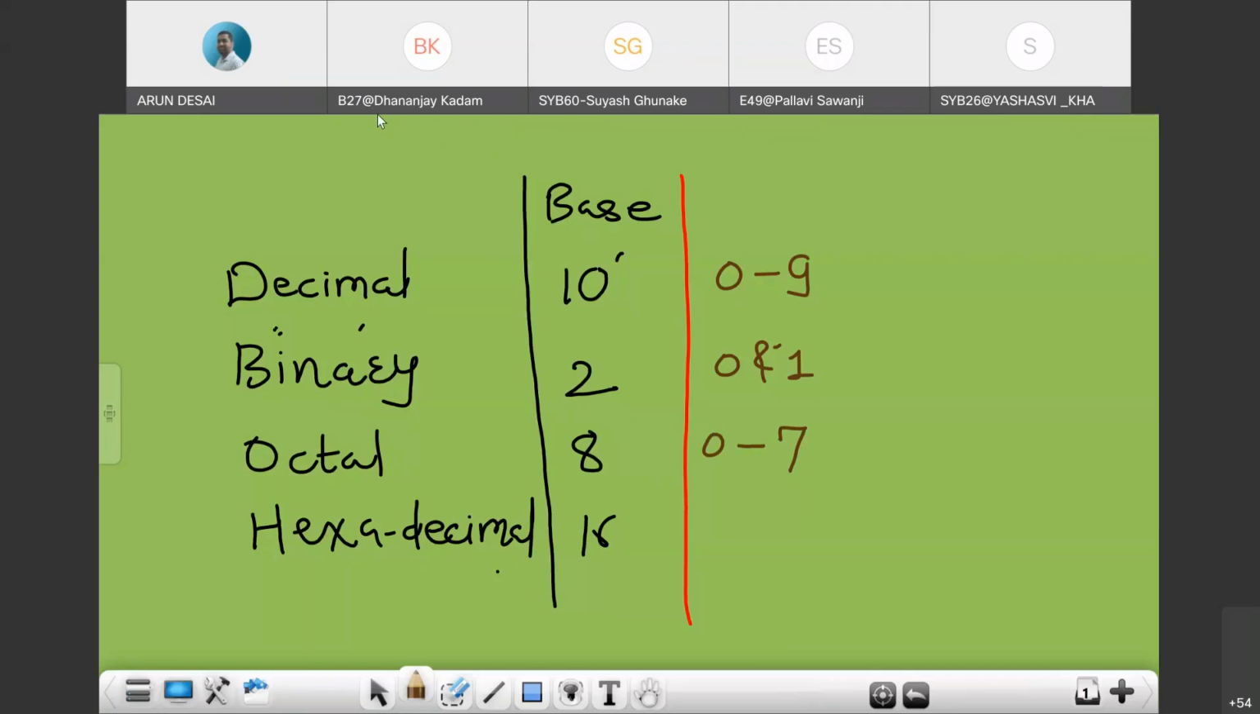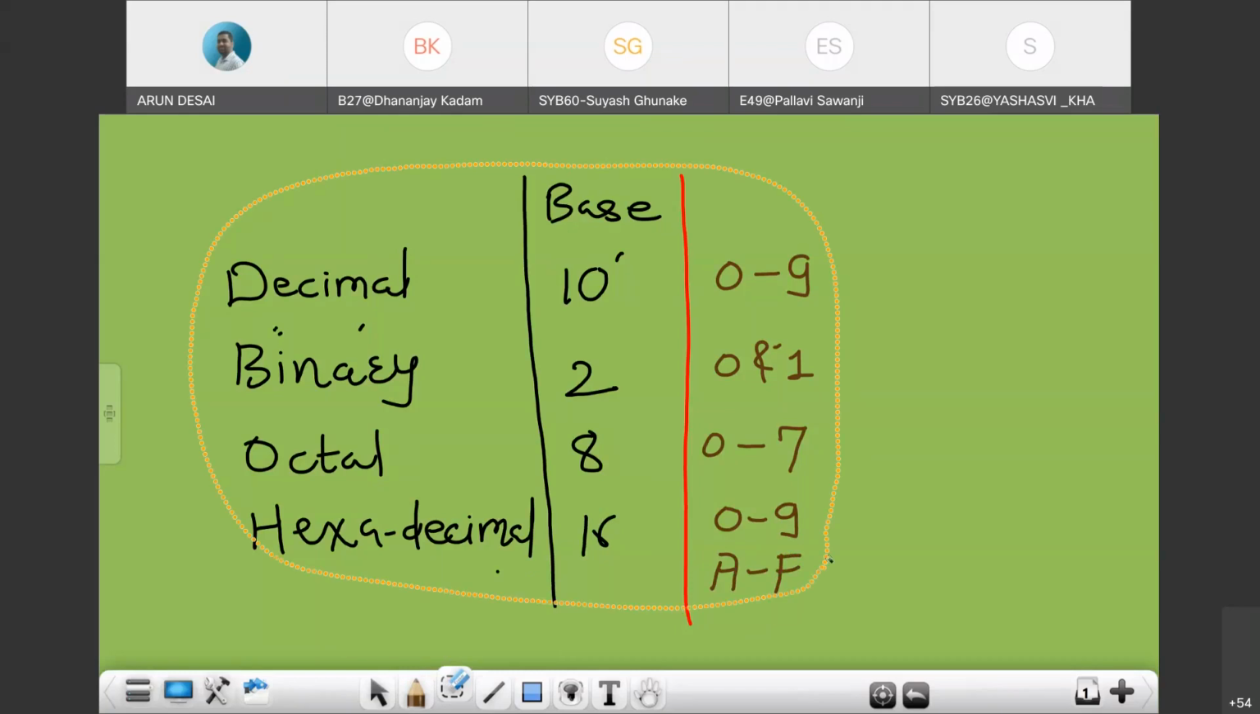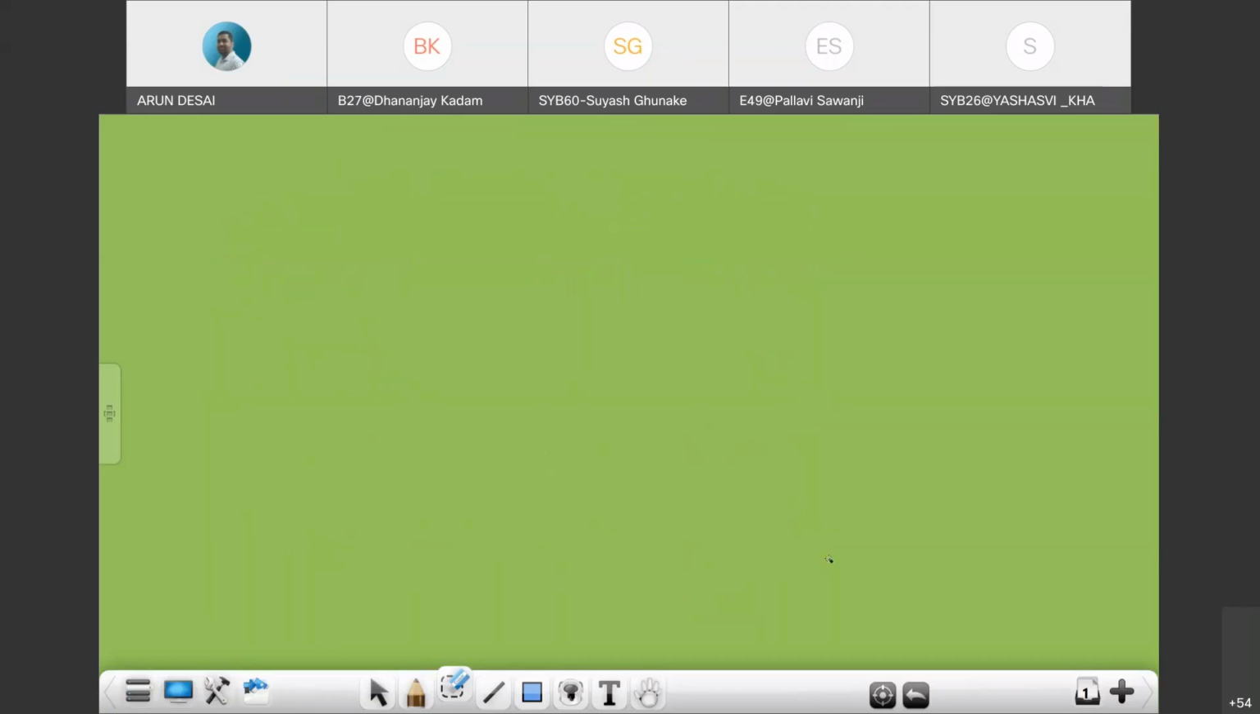And for hexadecimal, exactly, 0 to 9, and from 10 onwards those are letters, so A to F. Those symbols are used for the hexadecimal number system. So this is about the symbols for those number systems. Now we'll start with the decimal number system.